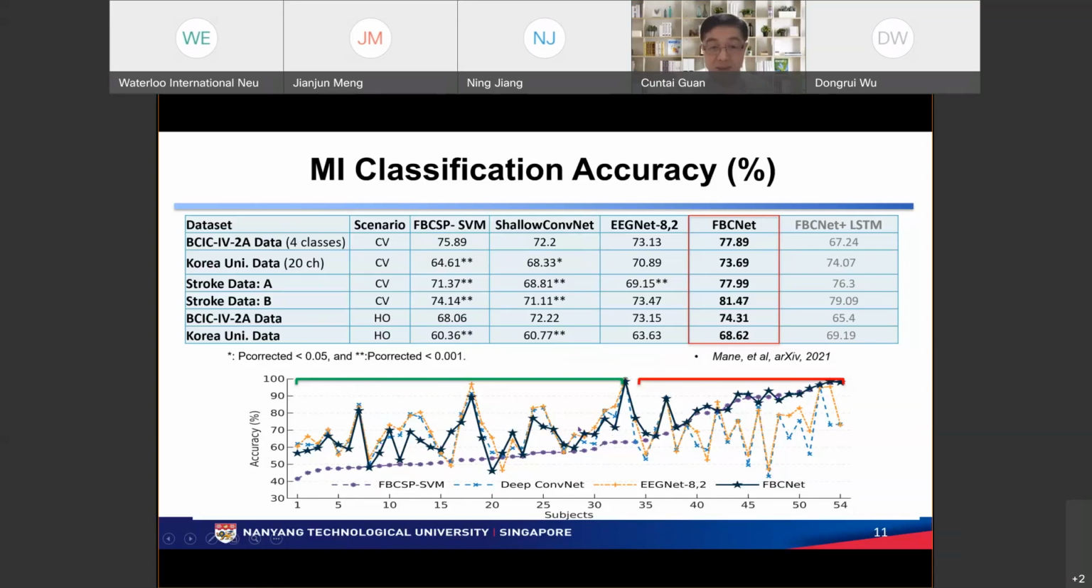What we hope to achieve is that for those whose accuracy with the traditional approach is not good, we try to improve, but for those which are good, we try to keep. We don't want them to degrade and become poor. So that is the performance of FBC net. It shows not only that the average accuracy is higher, but also that the behavior is more reasonable.